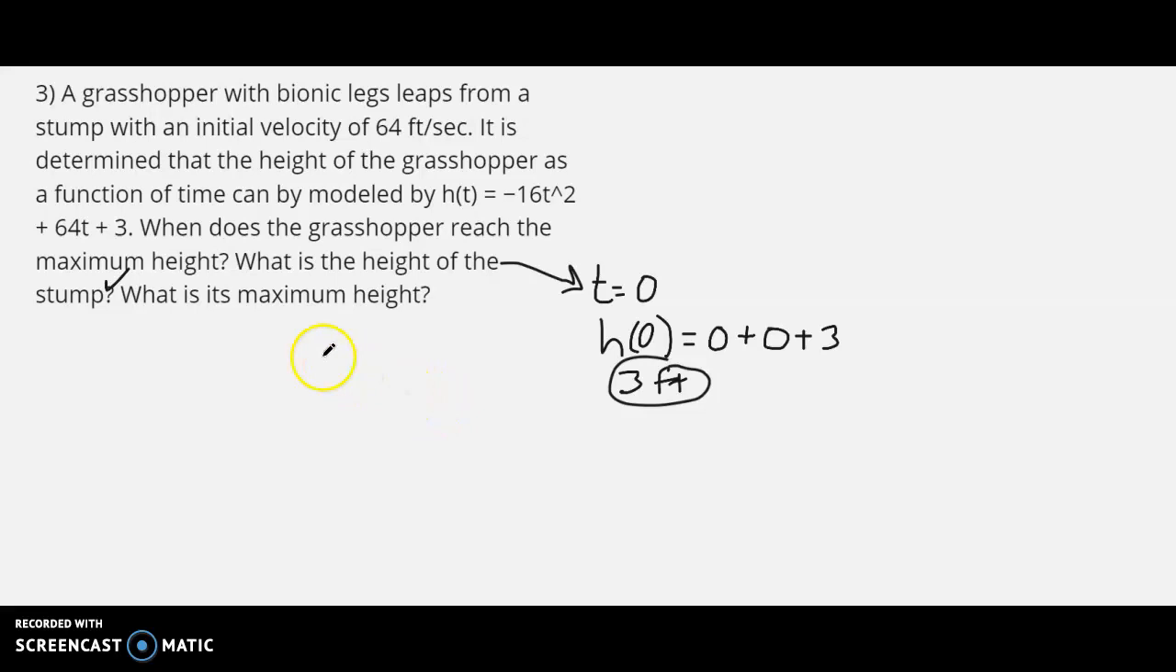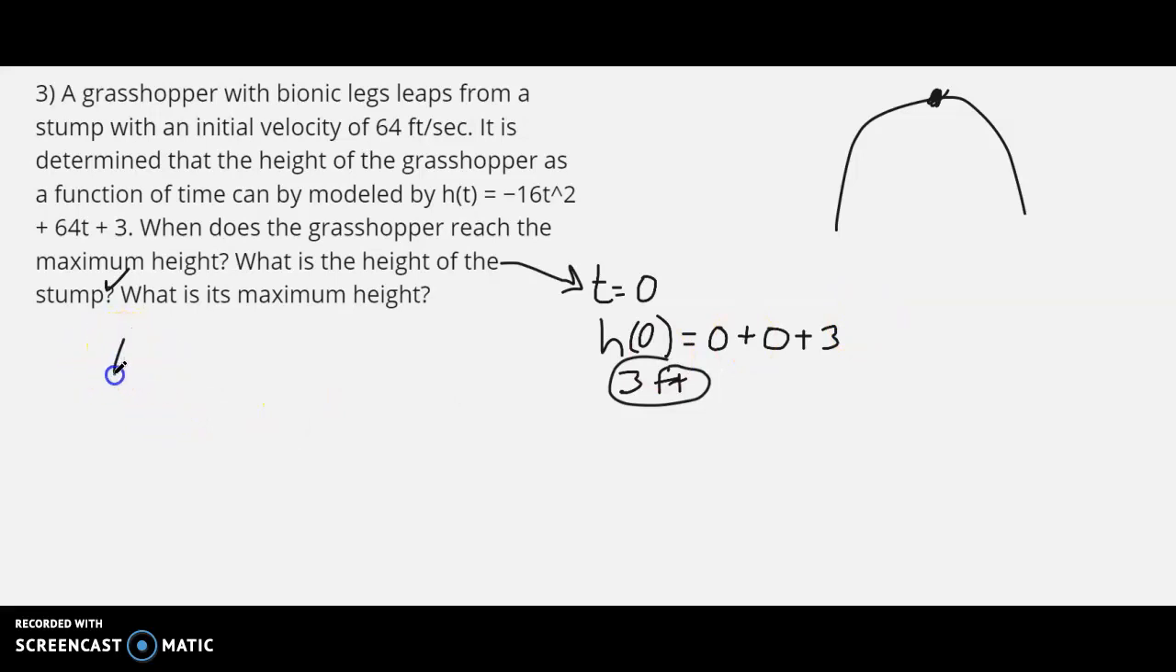The maximum height and when it reaches the maximum height, that has to do with the vertex. This thing is an upside down parabola. If we find that vertex, we'll find two things. How long it takes to reach the maximum height, that's the x-coordinate, or in this case the t-coordinate. And then the y-coordinate will tell us the actual maximum height.